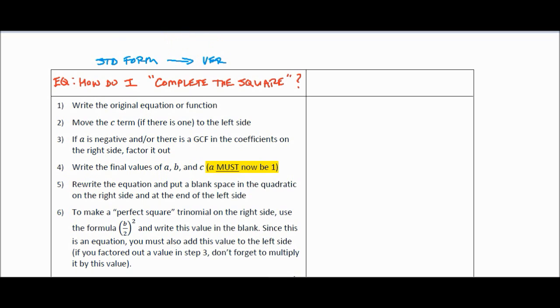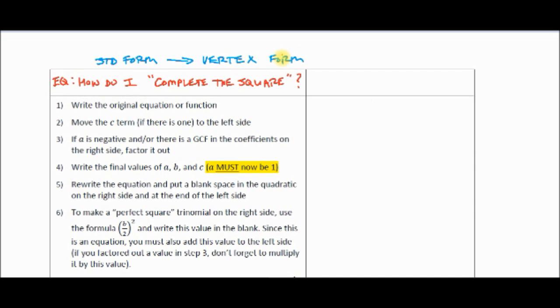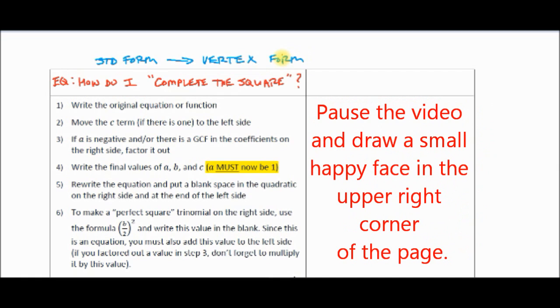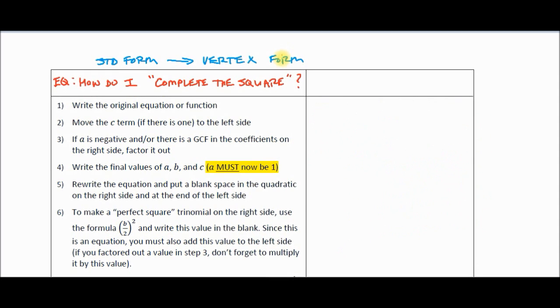Now you've already learned how to go from vertex form to standard form, that is by distribution. But this is a little trickier. We can convert any standard form quadratic to vertex form. Standard form to vertex form.